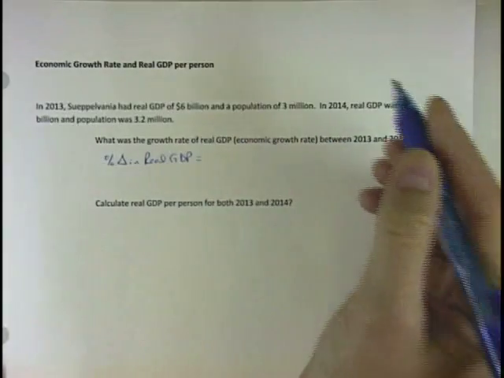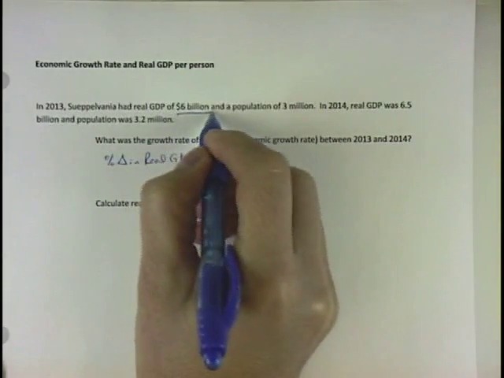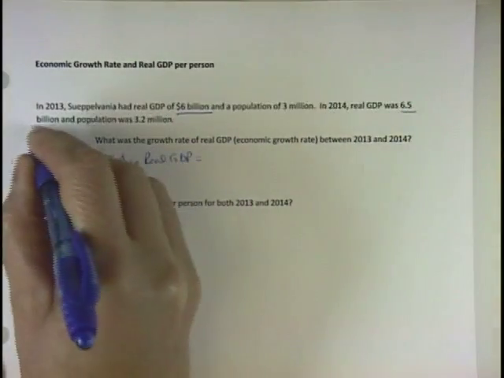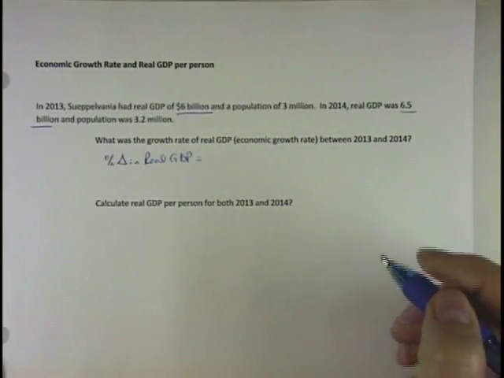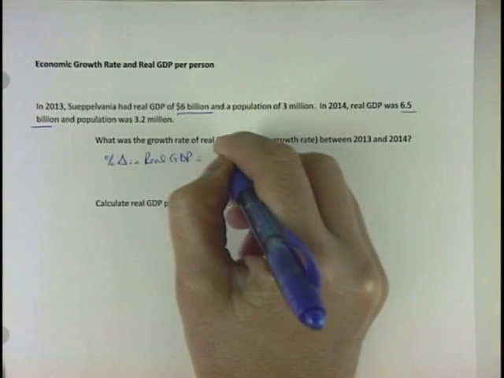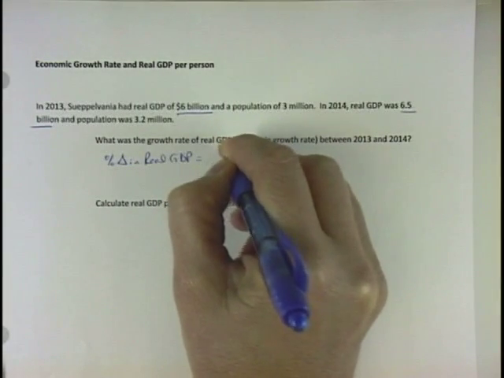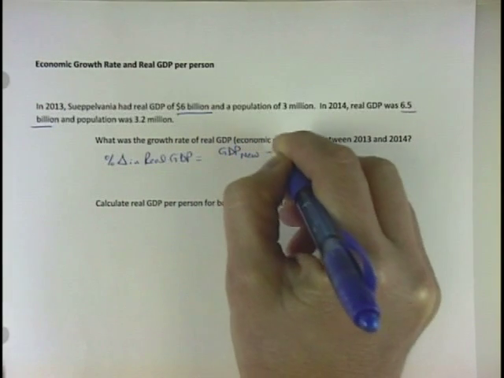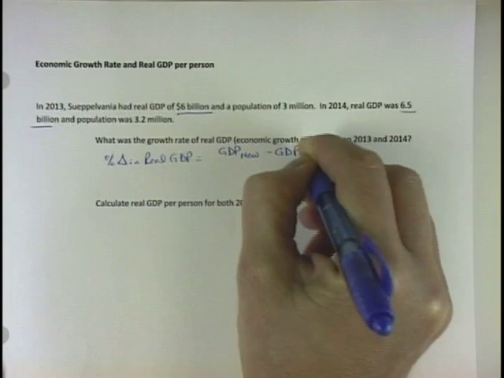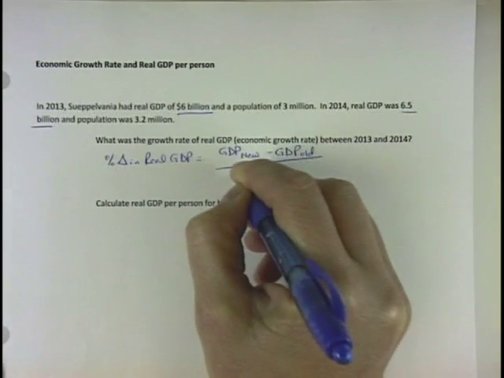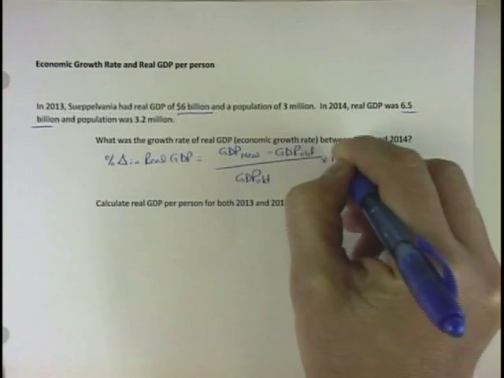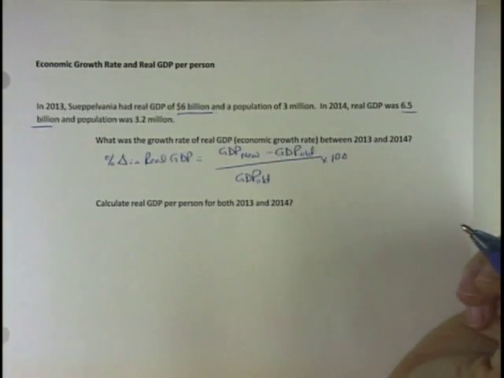Okay, so we have our real GDP in 2013 is 6 billion. Our real GDP in 2014 is 6.5 billion. So what we're going to do is the GDP in the new year minus the GDP in the older year. We're going to divide by GDP in the old year. We're going to multiply that by 100 to make it a percent.